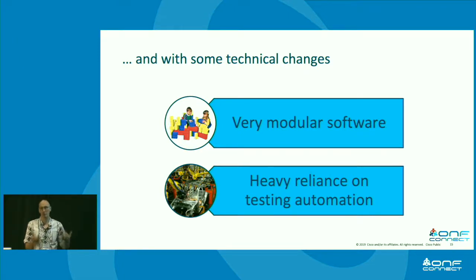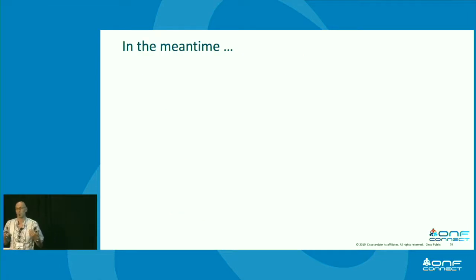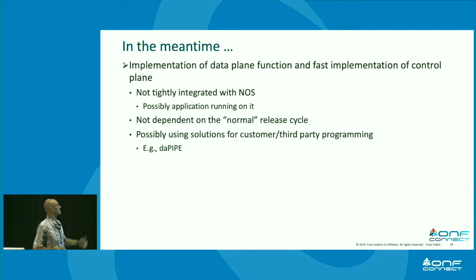Moreover, we need to be able to heavily rely on testing automation. Because now, instead of developing a large set of features and then testing them, we want to be able to develop a feature, test it, release it, develop another feature, test it, release it. We need to not have to spend too much in the quality assurance phase of the process.